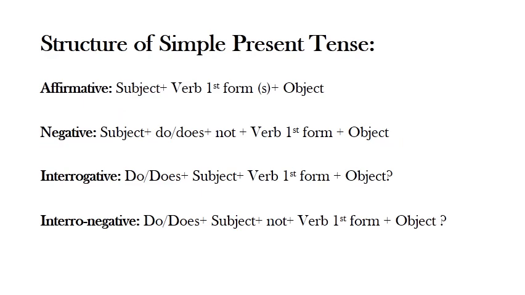Here is the structure of simple present tense. We have classified them into 4 forms or categories: affirmative, negative, interrogative and negative interrogative. We need to learn the structure properly so that we can make the sentences in simple present tense correctly.